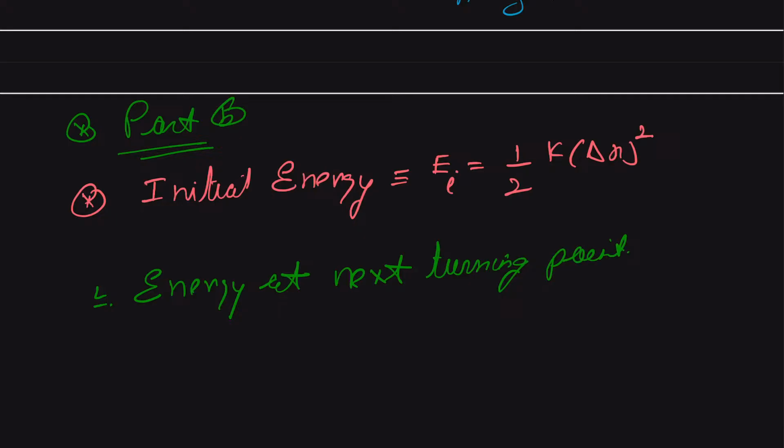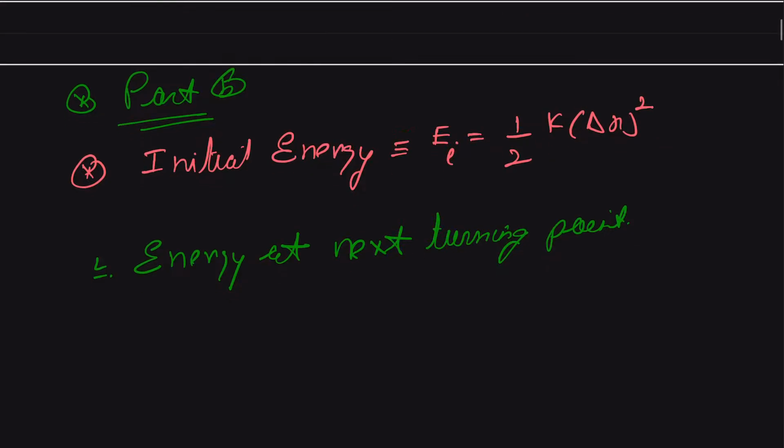Turning point means next maximum position. At the turning point, we can say that the speed is 0, because we know that at the maximum position the speed is bound to be 0. So it means the entire energy stored at this turning point or maximum position is entirely the spring energy.